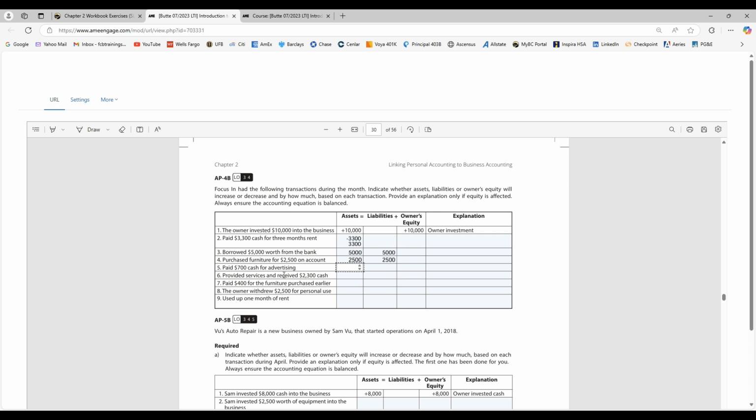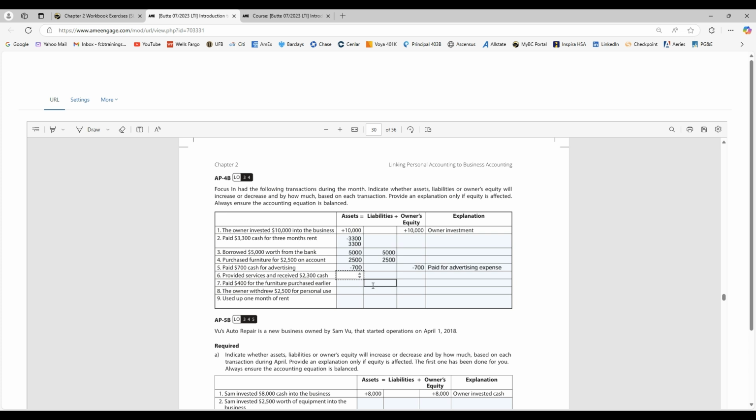Okay, we paid $700 for advertising, so we are paying cash. Our cash is going to decrease, and our owner's equity is going to decrease. We can just say paid for advertising expense. Owner's equity will increase with revenues and decrease with expenses, so that will reduce our owner's equity overall.